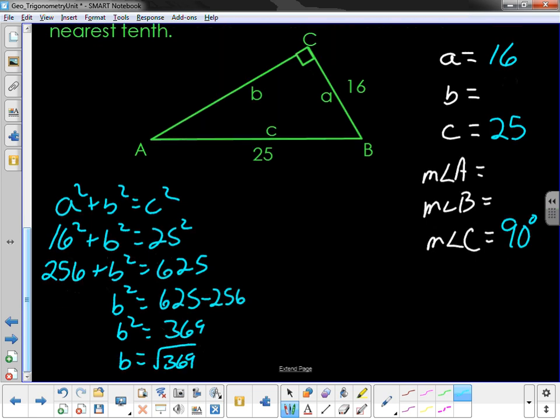Now all 3 of those are divisible by 3, and if I divide it by 3, I get 123, and that's divisible by 3, which gets me 41. So this is 3 times the square root of 41, if that helps you out any. So the exact answer is 3 square root of 41. The approximate answer is that the square root of 369 is approximately 19.2. And it'll depend on what the directions say.